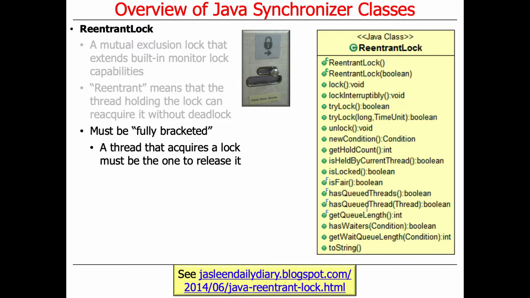Another property of the Reentrant Lock class is it has to be fully bracketed. And what that means is the thread that acquires the lock must be the one to release it. So again, that's very much like the protocol in a restroom. So, once you're in the restroom, short of you having a heart attack and the cabin crew having to force their way in there with a crowbar to free you, the protocol is that when you're done, you leave, you release the lock. So if you're in there, you lock the door, and when you're done, you unlock the door on your way out. So that's what is meant by fully bracketed.